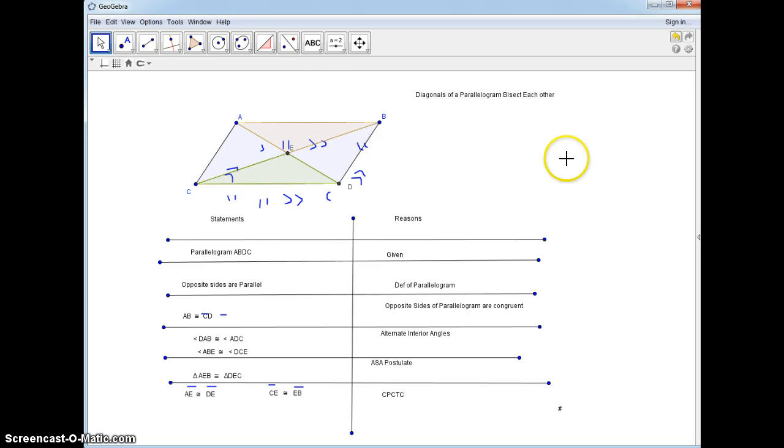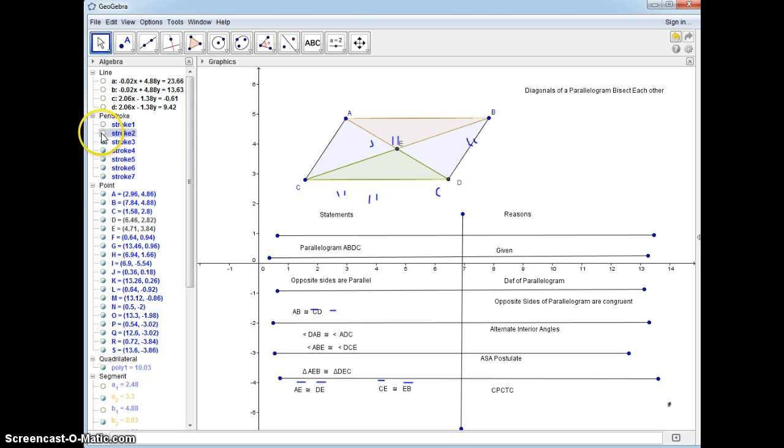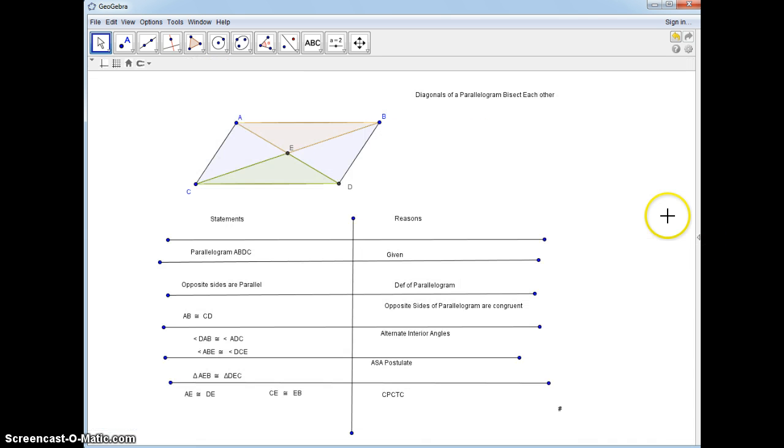And it looks like my strokes, let me just fix this up a little bit before I finish this off. I'm going to remove my strokes because they're all messed up and go back to my geometry view and show what we actually did prove. I'll just go through this real quickly.